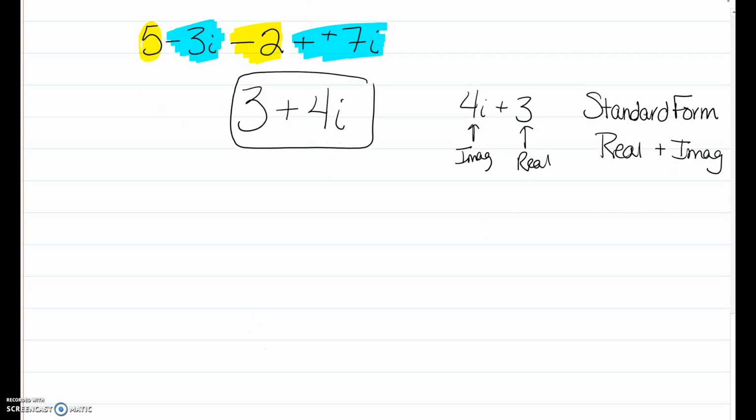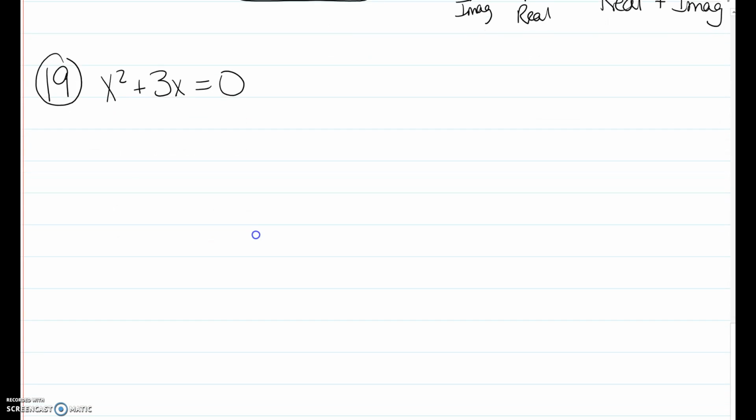The few that I would like to talk to you about, I want to talk to you about number 19. Number 19 is supposed to be one of the easiest problems on the test, yet it is one of the most often missed problems. Solve x squared plus 3x equals 0. If you've got x squared and x, your best bet is factoring, but this is only two terms. How do you factor when it's only two terms? You need to think about greatest common factor. What do these two terms have in common? X.